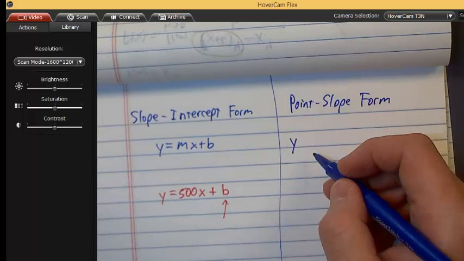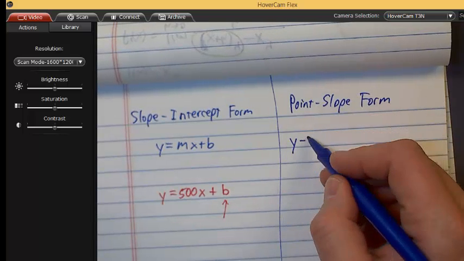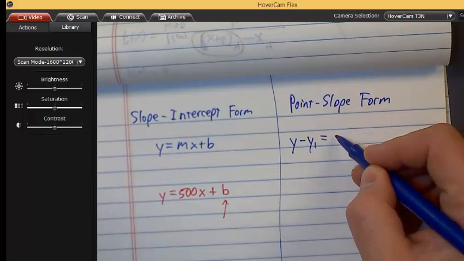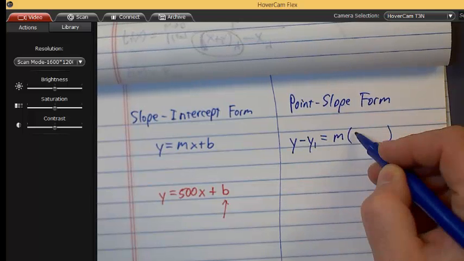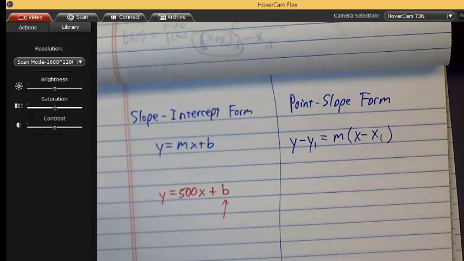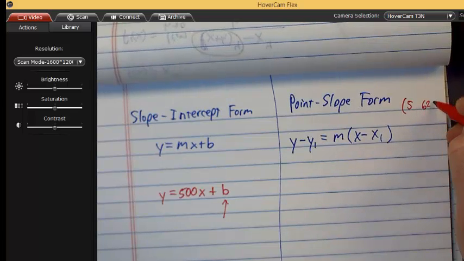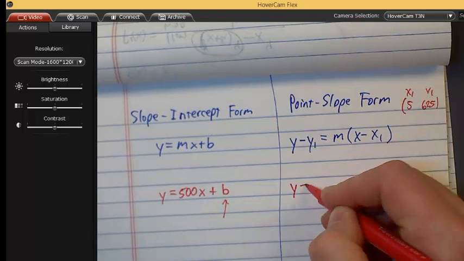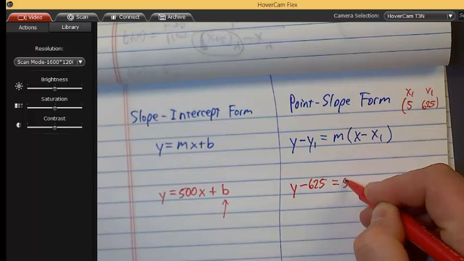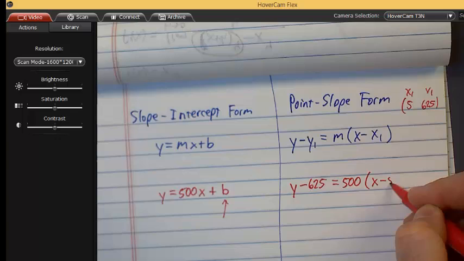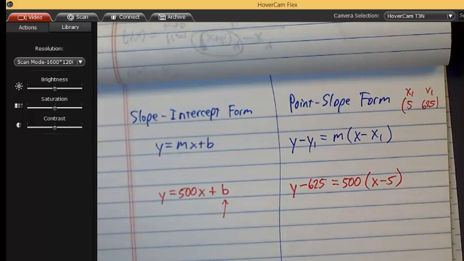Y minus y1 is equal to m times the quantity x minus x1. I find that this is easier. This is good if you know a point and you know the slope. We have the slope is 500. Do you remember the point that we have? Wasn't it 5 and then 625? So this is my x1 and this is my y1. So let me use that. Y minus 625 is equal to 500 times x minus 5. That's the equation of the line.